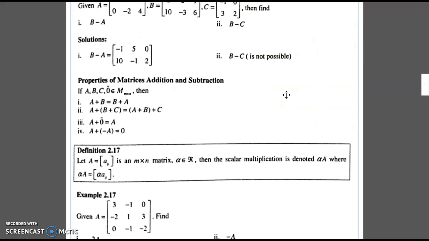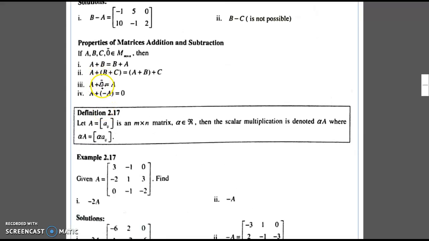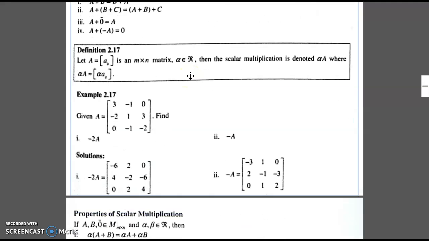So let's look a bit at properties. A plus B is the same as B plus A. B plus C then plus A is the same as A plus B then plus C. This is a zero matrix, indicated by 0. Any matrix summed with a zero matrix will give back A. Next, if A is summed with negative A, in other words A minus A, you will get the zero matrix. That is a little bit of properties.